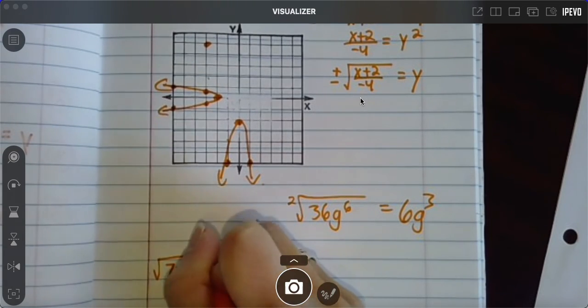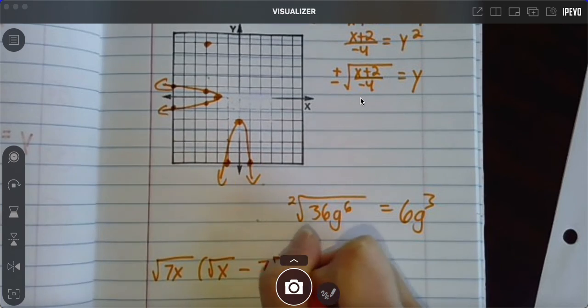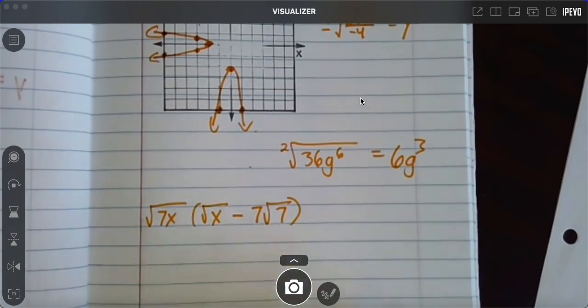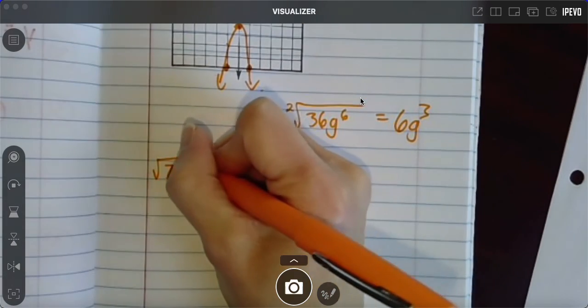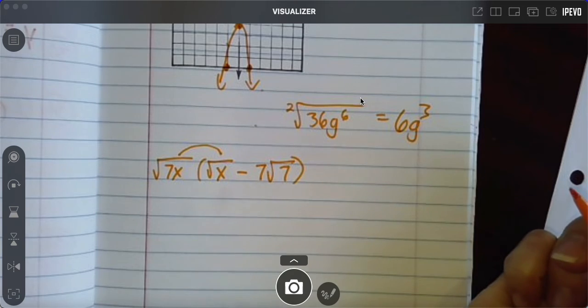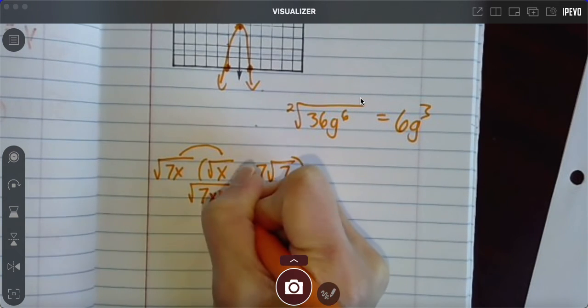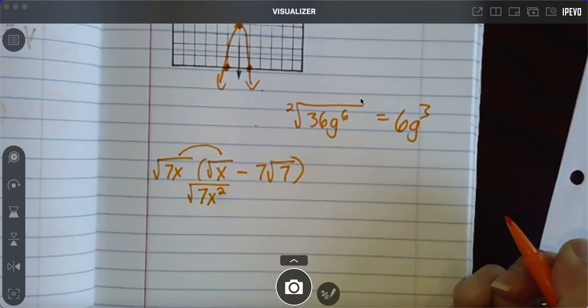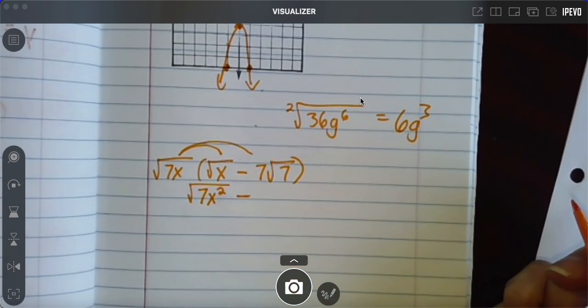Square root of 7x, very similar, times the square root of x minus 7 square root of 7. What am I doing on this one? I'm just distributing, right? So this square root of 7x times the square root of x. What all goes in the square root? 7x squared. Minus sign. Is everybody good with that?